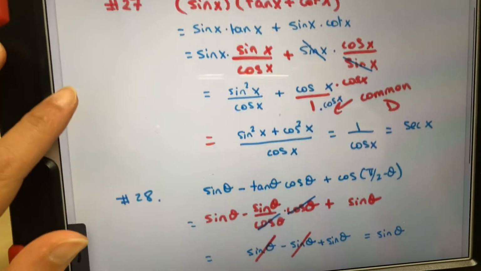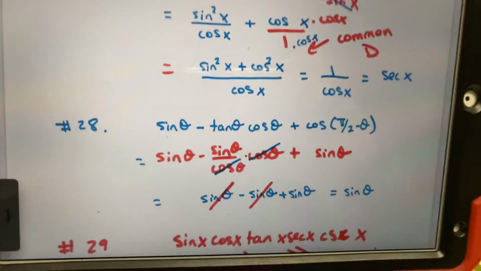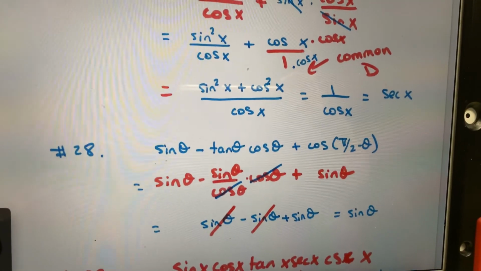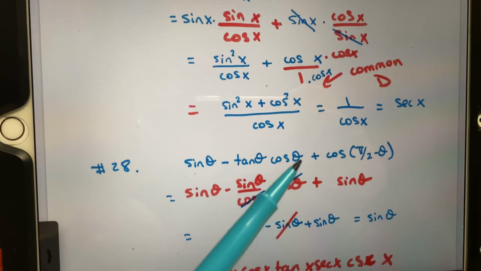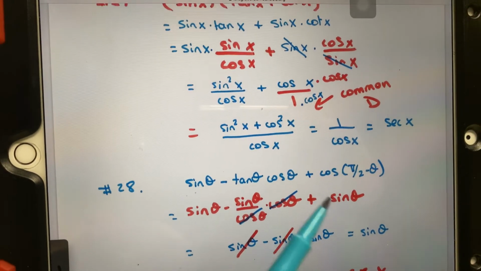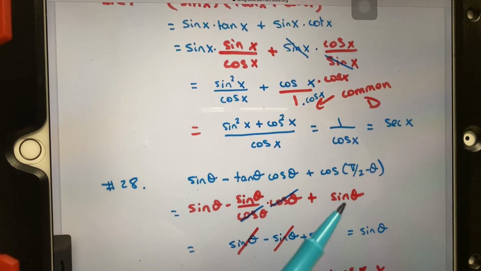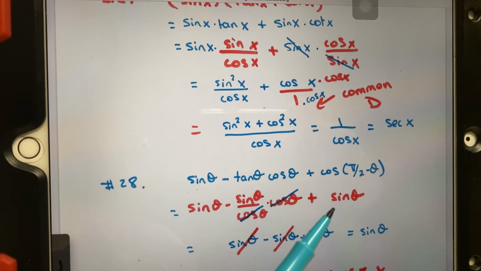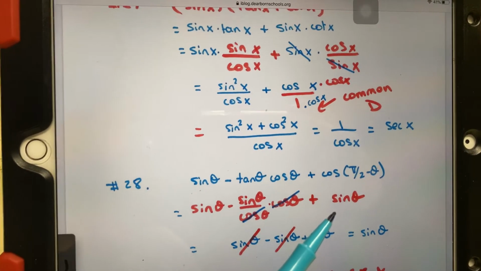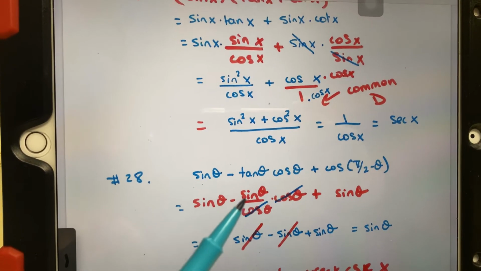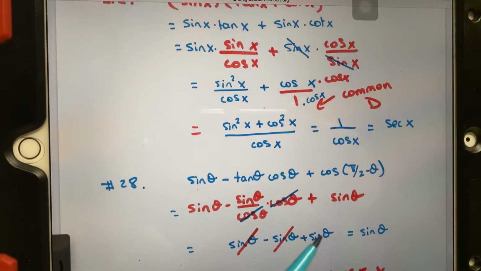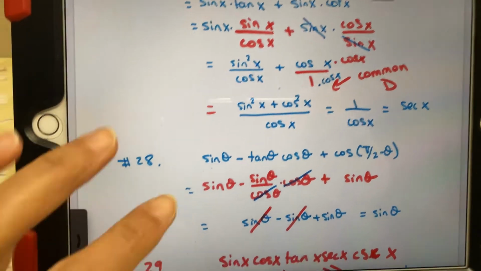Number 28. Sine minus tan, which is sine over cosine, and multiply by cosine. The cosines cancel out. And cosine of pi over 2 minus theta is equal to sine of theta. This is one of the cofunction identities. So now sine minus sine cancel out, plus sine, so you're left with sine.